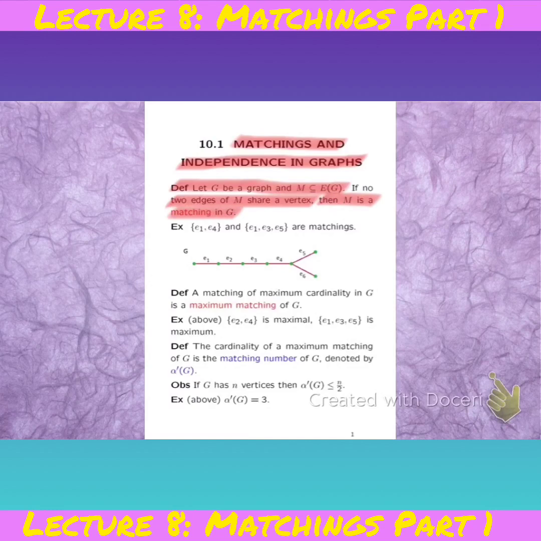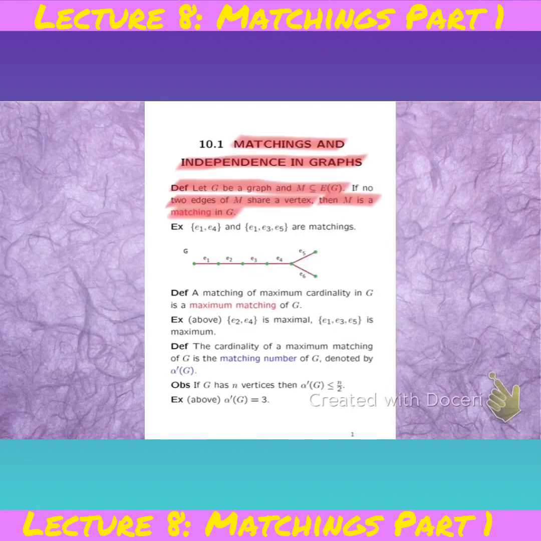Right. So in that sketch there, if we look at the sets of edges E1 and E4, you can see clearly those two blue edges don't share any vertices, right? So that is clearly a matching. And then E1, E3, and E5, that's also a matching because none of the blue edges share a vertex.